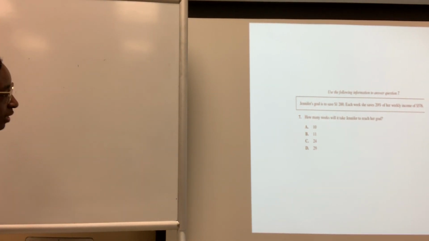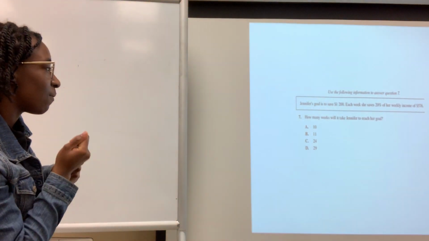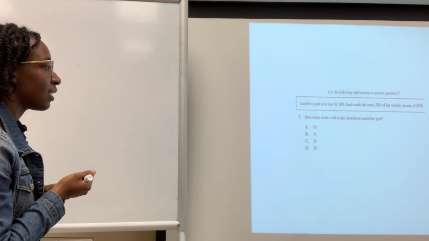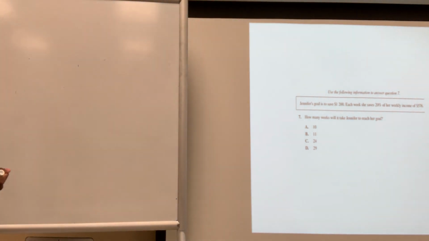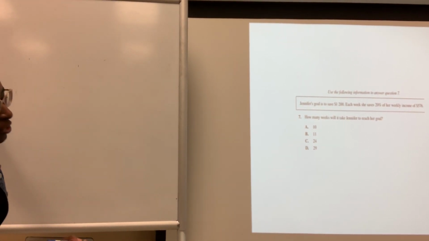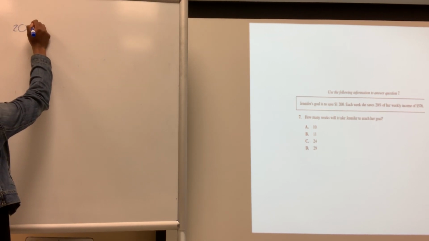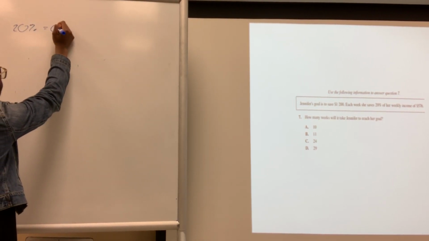So Jennifer's goal is to save $1,200. She saves 20% of her weekly income of $576. So what I would do for this question is first find out how much she saves each week. The amount she saves each week would be 20% of 576, and if you convert 20% into a decimal, you get 0.2.